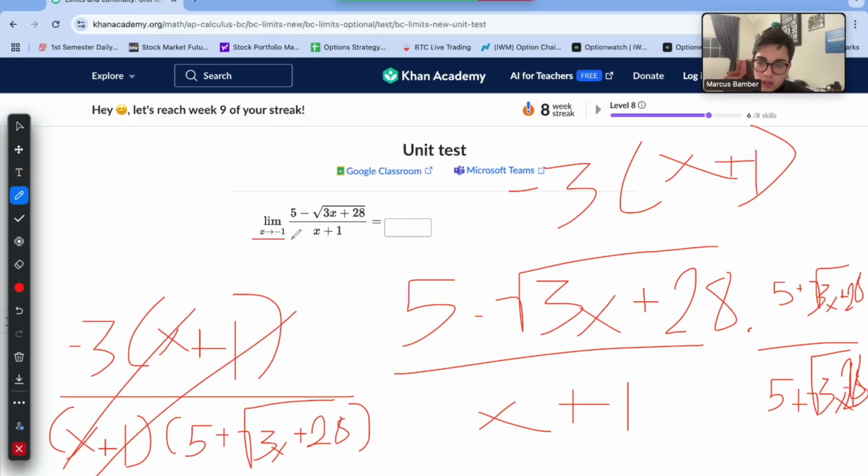We're simply going to directly substitute our value for the limit into our function. So 3 times negative 1 is negative 3, plus 28 is 25. Square root of 25 is 5. 5 plus 5 is 10. We're left with negative 3 over 10, and that is our value.